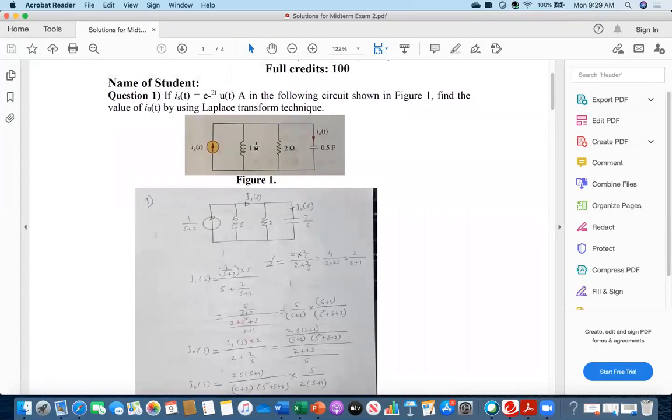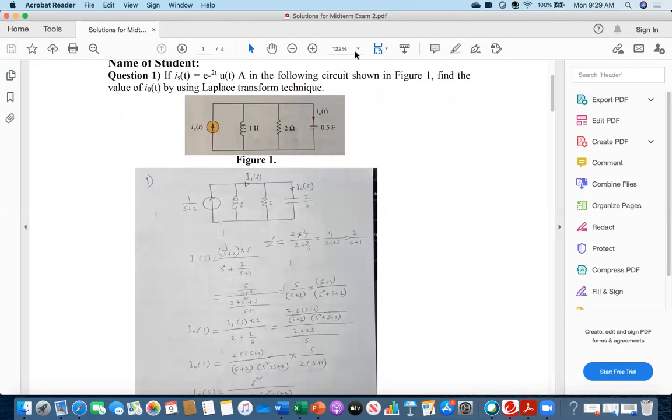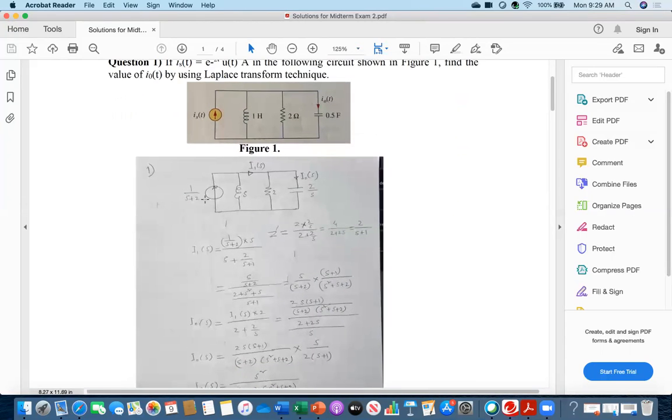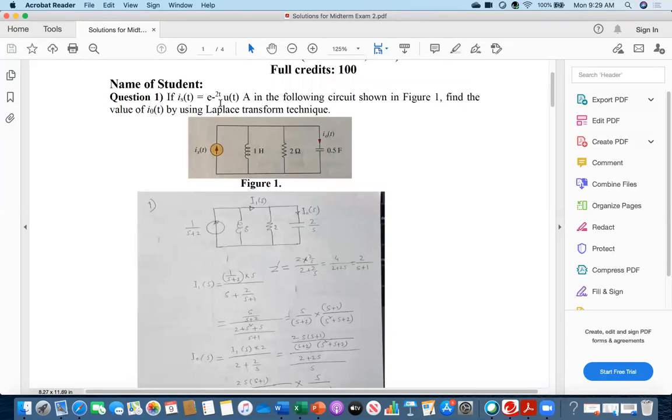So first, because you are asked to find out with the help of Laplace transform, first you write down the Laplace equivalent circuit. So that first I am doing. This is the Laplace equivalent circuit. So 1 over (1 plus s), because it was e to the power -2t. This is j omega L, so s equal to j omega, just s. This is 2, and this is 1 over j omega C. So j omega is s, so 0.5, so 10 over 5, 2 over s. And I gave this name I_0(s).